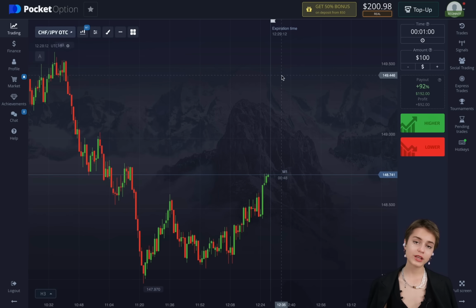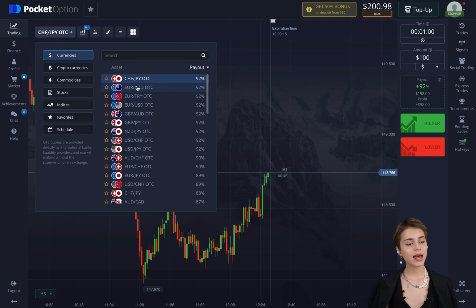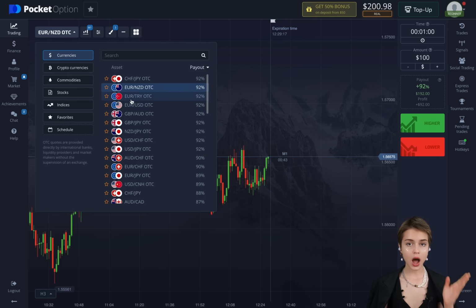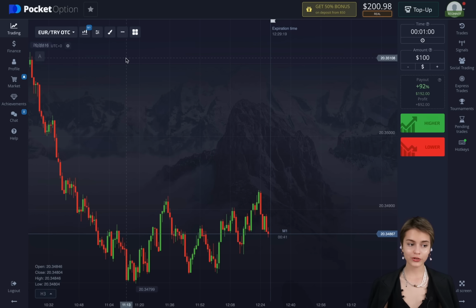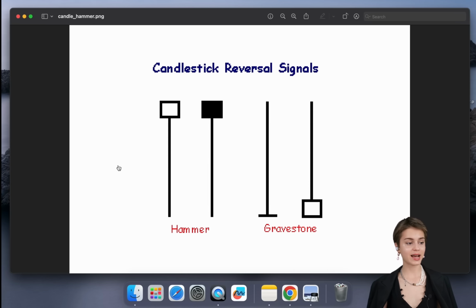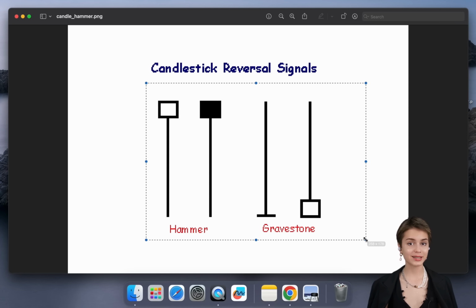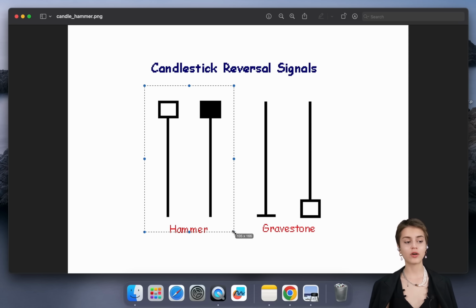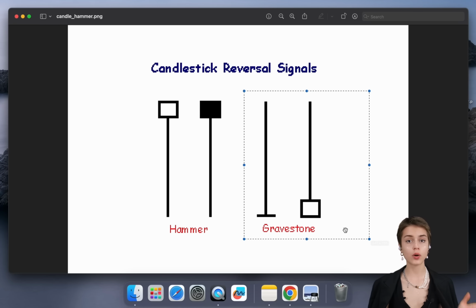Find a trend which has been formed for a long time, and depending on the direction, up or down, we'll be looking for signals such as candles after which we open a deal. After a hammer, we open a deal with higher, and after a gravestone with lower.